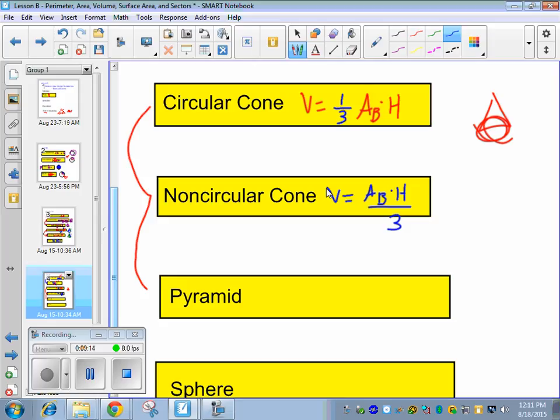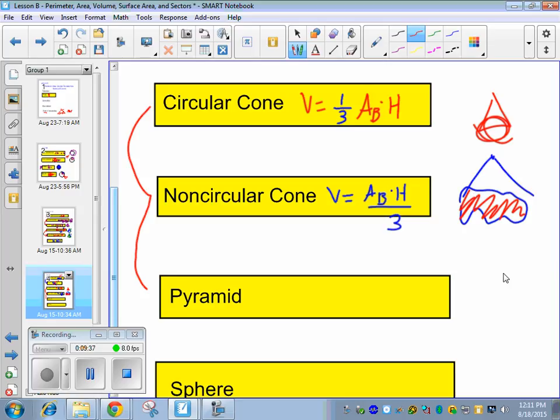What is a non-circular cone? I've only seen Saxon math do this, but you have some sort of blob, and it meets at a point. That's a non-circular cone. How do you find the area of that? They're going to tell it to you, because we don't have a formula for blobs, so they're just going to be like, it's 20. You just plug that in. It's really easy. All right, that's a non-circular cone.